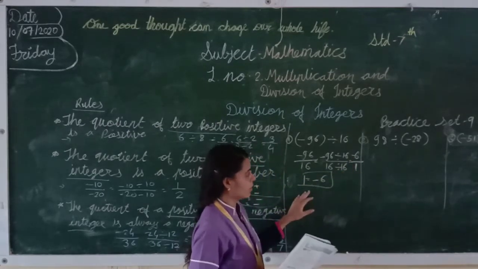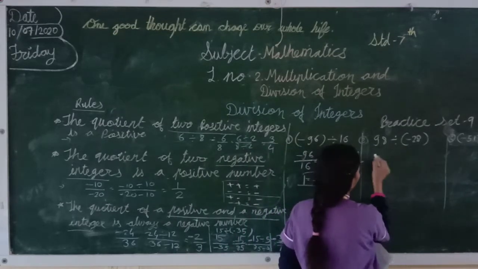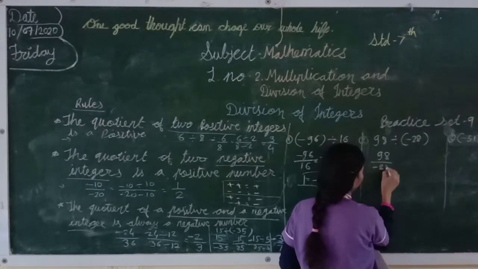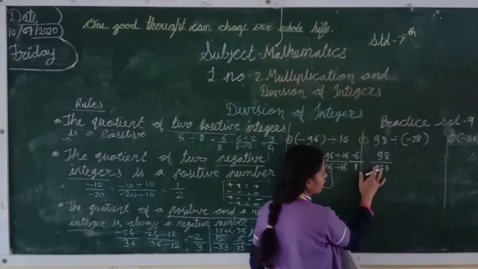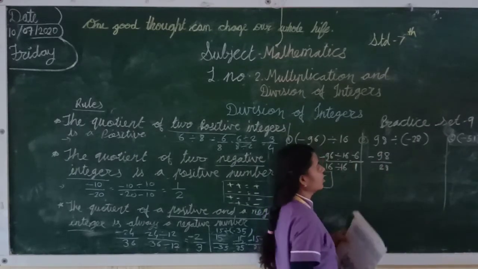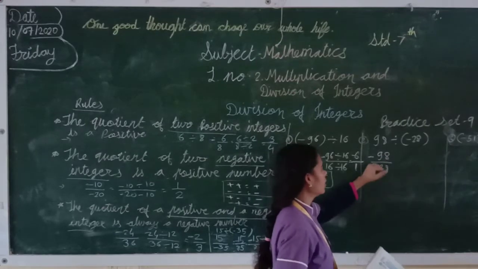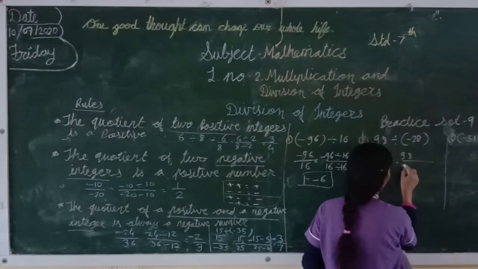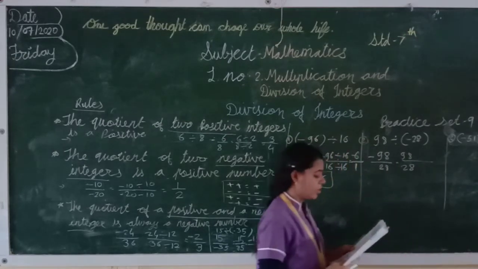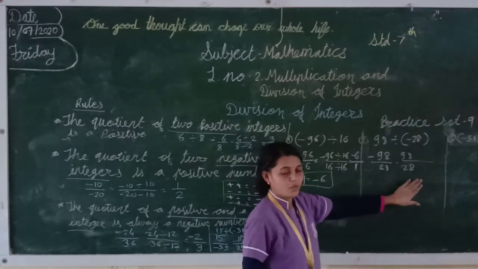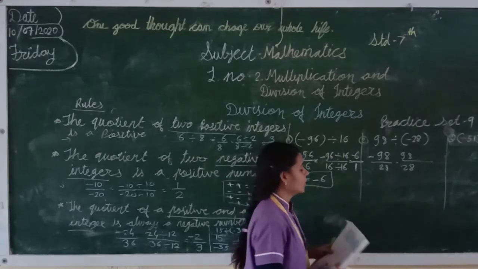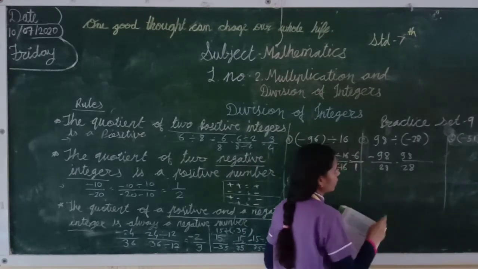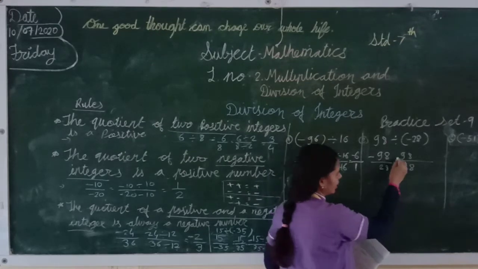I hope students you understood. Now next one, minus 98 upon 28. But students, we are not writing the downside, so we will come to the upper side. 98 upon 28. Now students, you can say both numbers come in which table? 14. 14 twos are 28 and 14 sevens are 98.